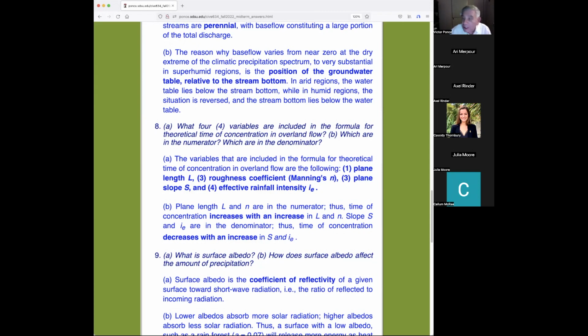Number 3 is plane slope. The slope determines the speed at which the water travels. And effective rainfall intensity. Yes, that also comes in there. The plane length and n are in the numerator because they increase the time. The longer the space, the longer the time. The longer the Manning's n, the longer the time. And the slope and the intensity are in the denominator. So most of you answered this question correctly.